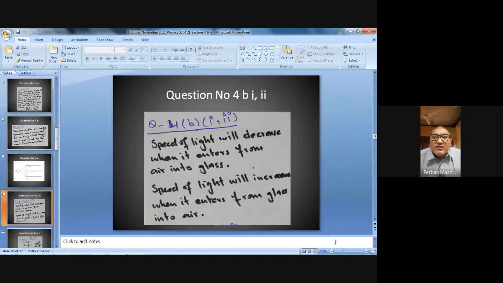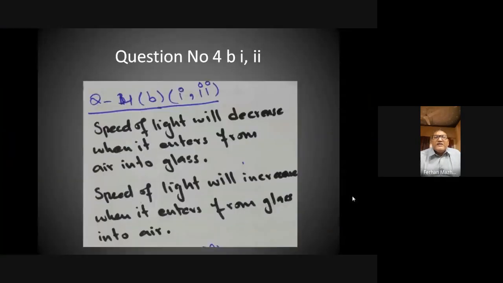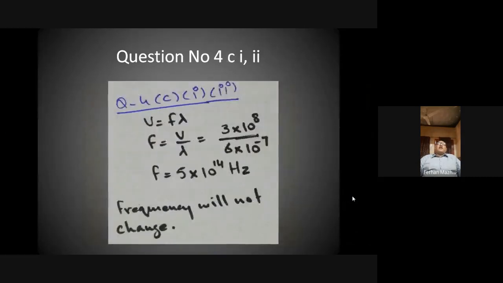Okay. So this is the first part and second part. Speed of light will decrease when it enters from air into glass. Speed of light will increase when it enters from glass into the air. This is question number 4C. The famous equation v = fλ, so f = v/λ. The velocity is 3 × 10^8 and the lambda is 6 × 10^-7. Just enter it into your calculator and the frequency will be 5 × 10^14 hertz.